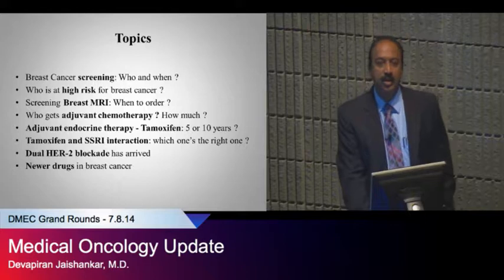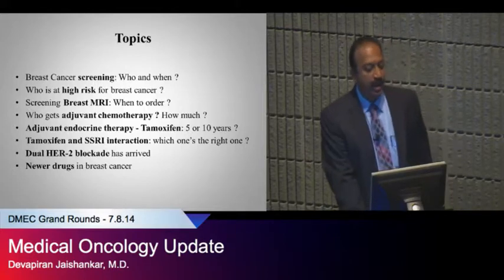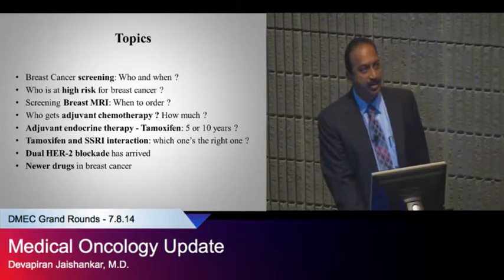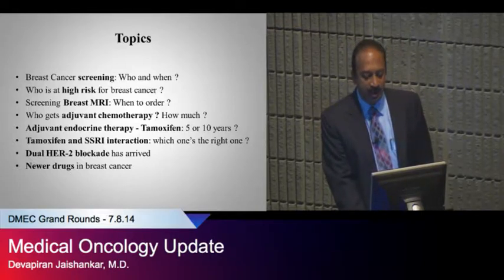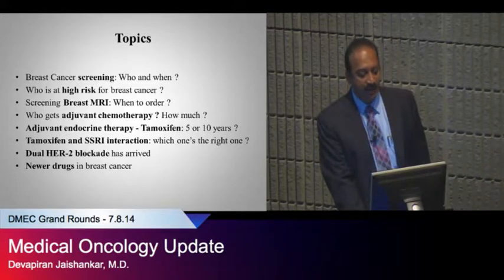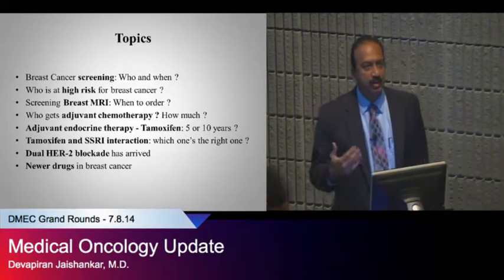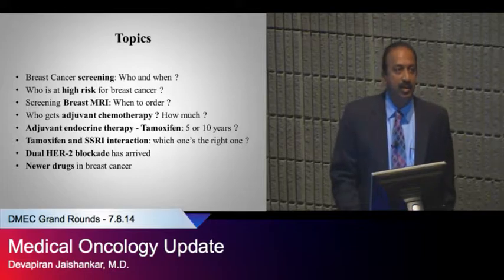Breast cancer screening, who and when, who is at high risk for breast cancer, screening breast MRI, when to order, if at all, who gets adjuvant chemotherapy and how much, adjuvant endocrine therapy, tamoxifen, 5 or 10 years, tamoxifen and SSRI interaction, something very important to the internist, which one's the right one, and then finally, dual HER2 blockade has arrived, and some newer drugs in breast cancer, just so that you're familiar with the names of these drugs and the mechanism of action. Most of these drugs are in the metastatic setting.